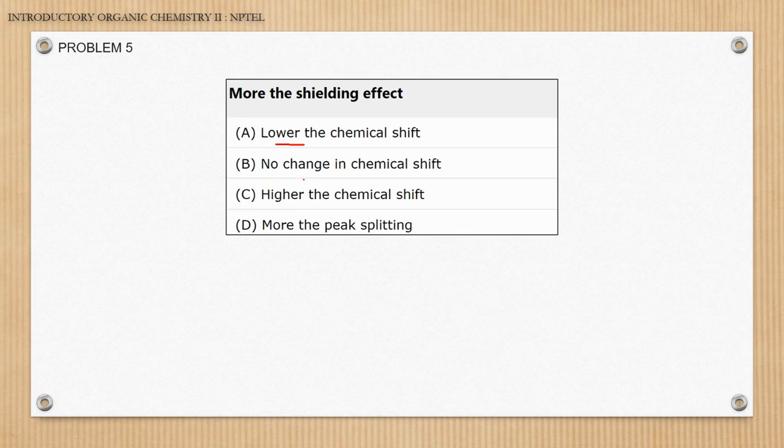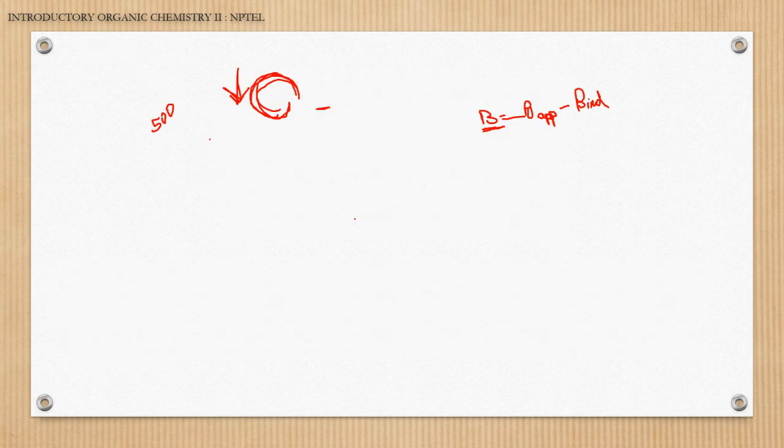There is no change in the chemical shift. Higher the chemical shift, or more the peak splitting. So now you have to take these things about shielding in mind, and you have to answer whether the chemical shift of that particular nucleus, which is now resonating with the electromagnetic field which you have applied, is getting lower, is getting higher, is there no change, or is peak splitting observed. So now you have to tell accordingly.